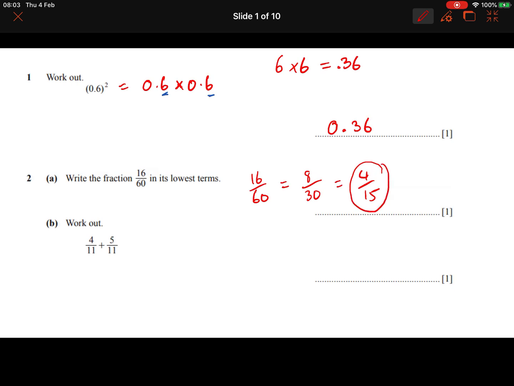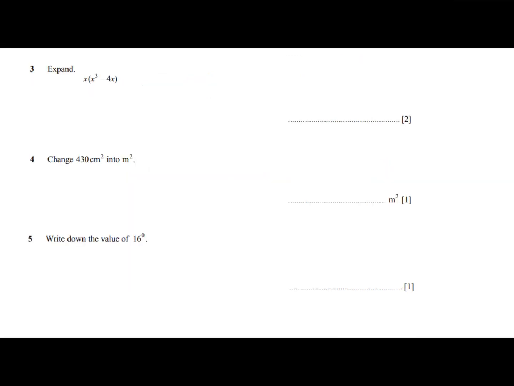Okay? And then work out 4 elevenths plus 5 elevenths. Well, that's nice and easy because the denominator is already the same. It's simply 9 over 11. And I think most of you got those 2 questions right. Question 3 was done okay, just a simple expansion. So x times x cubed is x to the power of 4 minus 4x squared. Okay, now question 4 was not done well.